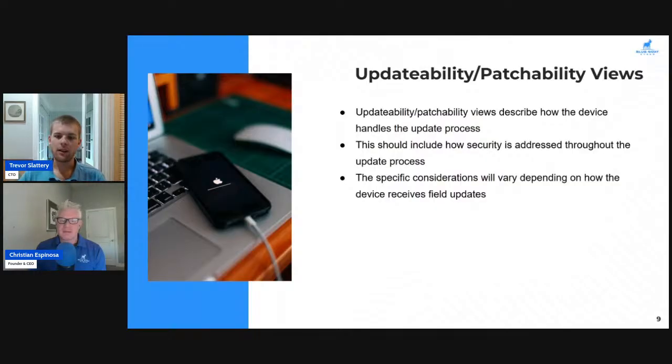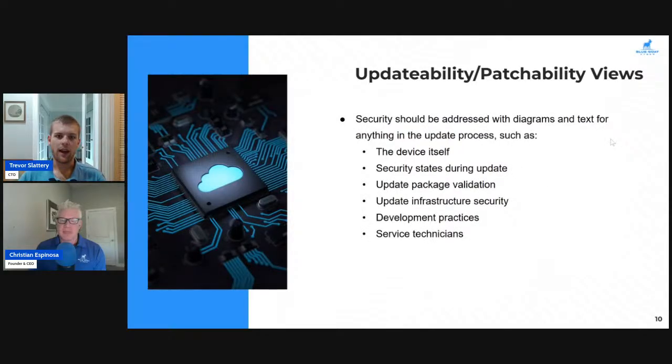Awesome. Well, we'll take a look at some of the next views here and what some of the examples are with updatability and patchability. I know we talked a little bit about this process, but some of the things that we want to consider here would be diagrams and associated descriptions for everything in that process. The device itself, security states during update. We're going to talk about our security use case views in a second here, but that's where we're talking about different operational states. So what is the device doing while it's receiving updates? How are we validating an update package is intact and secure? How are we securing that infrastructure?